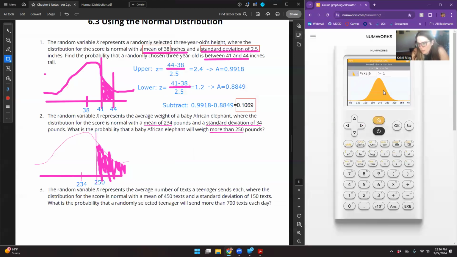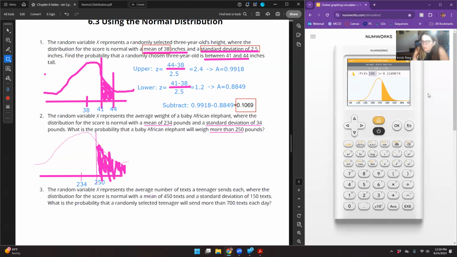The reason this is all shaded right now is because I haven't changed my P, and it says P is greater than 0. Well, where's 0? 0 is way over here. So anything greater than 0, everything's going to get colored in. I don't want 0. I want 250 because that's where my cutoff is.